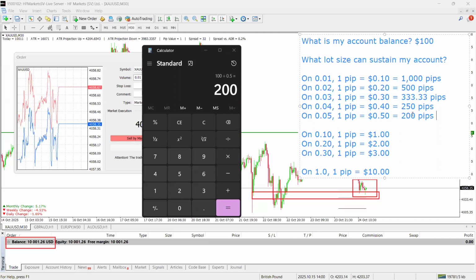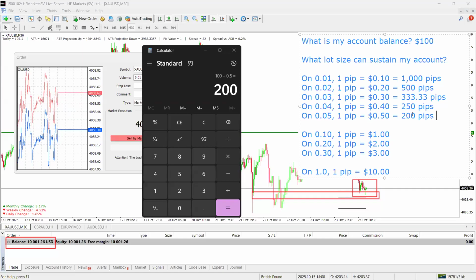It is faster on 0.05. At 200 pips, you have already made $100 on 0.05, but you must also understand that at 200 pips the other way, your account is done. So what we must do is find a common spot, a common spot that you can stick to, that to a certain extent you can stay with until your account grows. And when your account grows, you can do another calculation to see where you expect it to be.